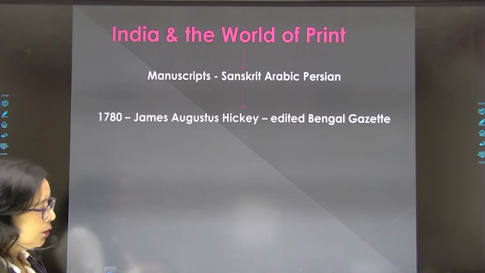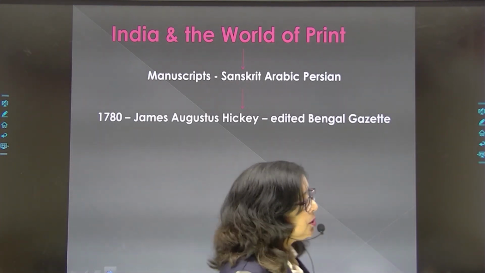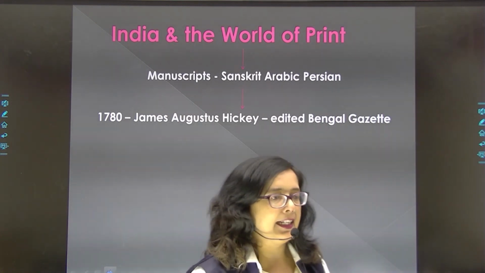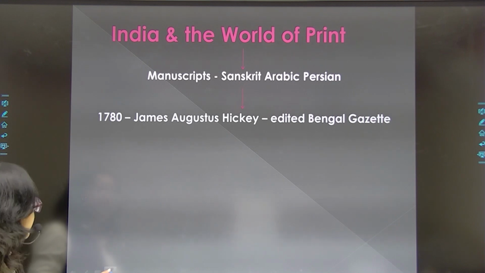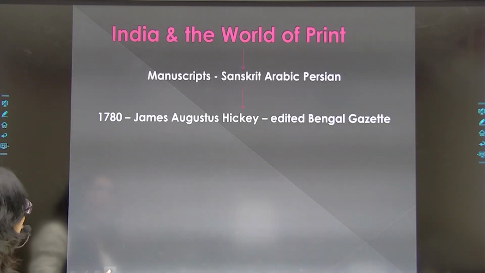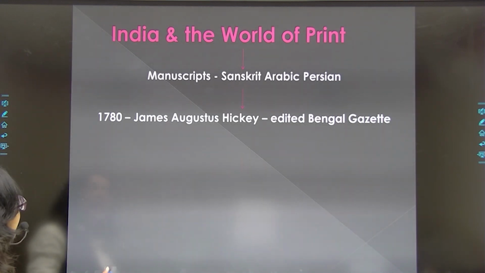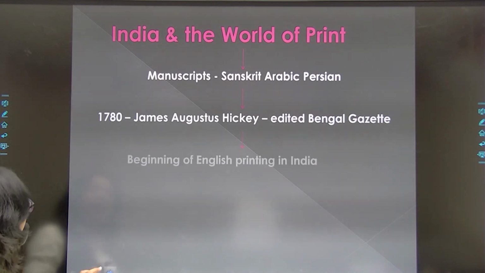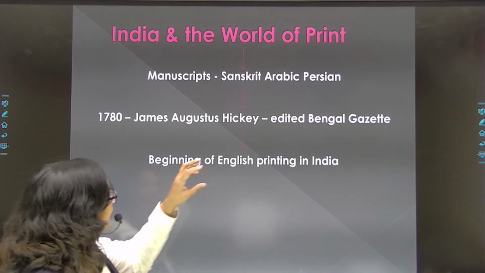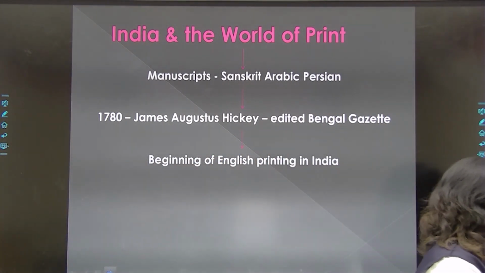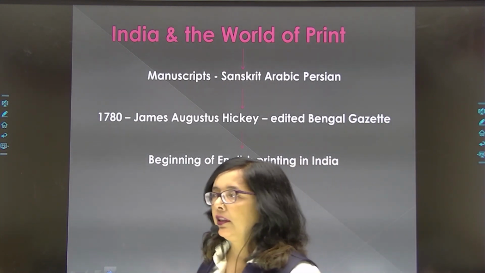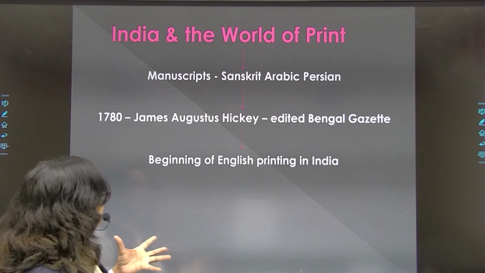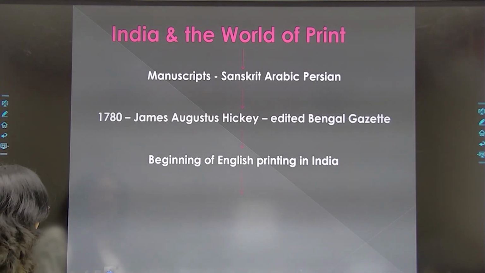So the first magazine introduced in India was Bengal Gazette, and it was edited by a British editor, that was James Augustus Hickey. Fine. And then actually the printing of this Bengal Gazette marked the beginning of printing in India, and that was English printing.